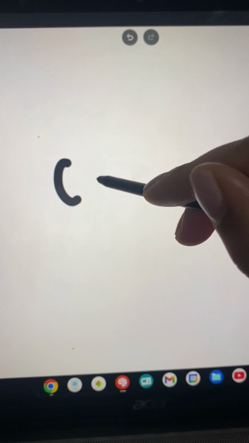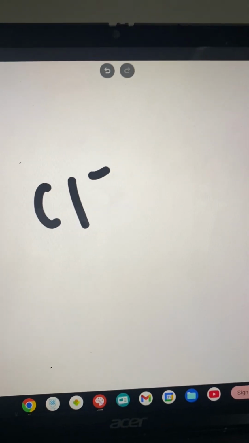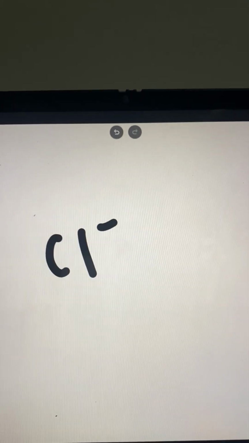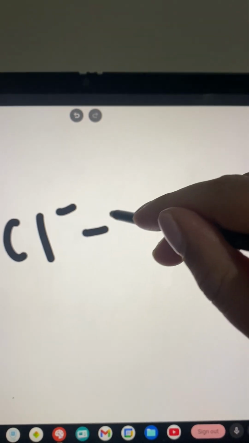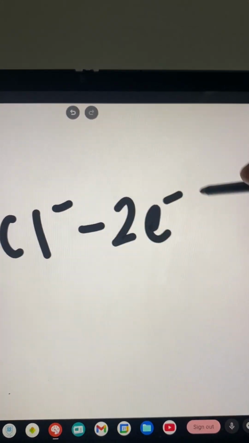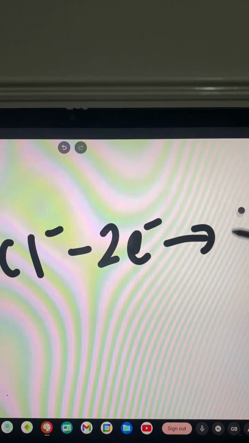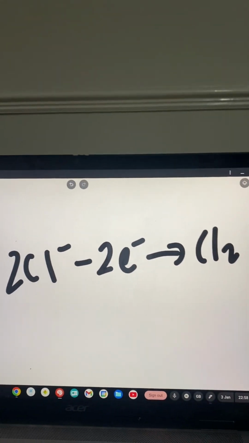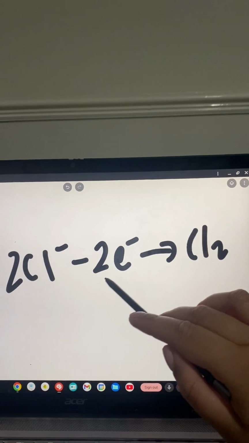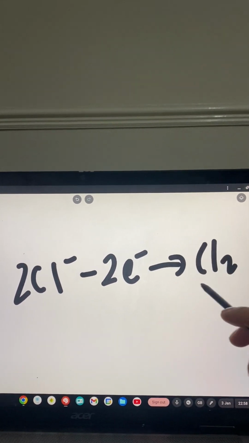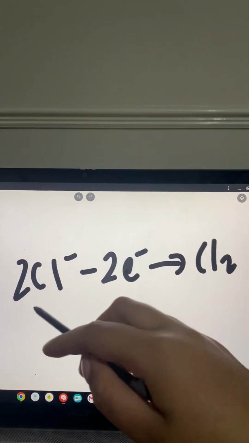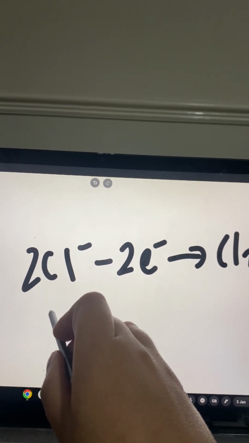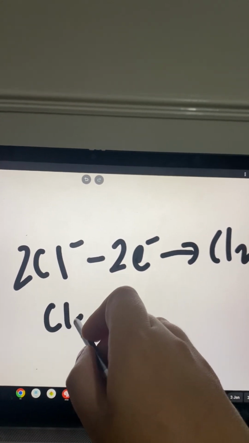So I prefer writing it as this. You start off with a chloride ion, and then you're taking away 2 electrons to make Cl2. Because essentially, to me, this is showing oxidation because we're losing 2 electrons. But it's really important that you recognize equations which look like this as well.